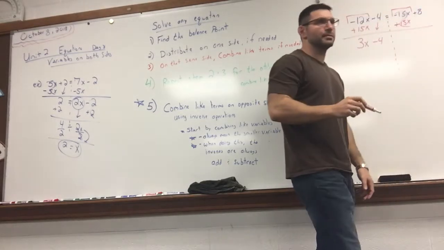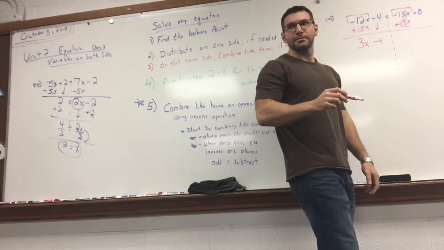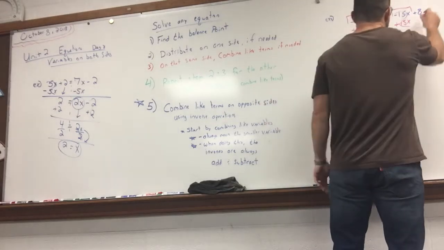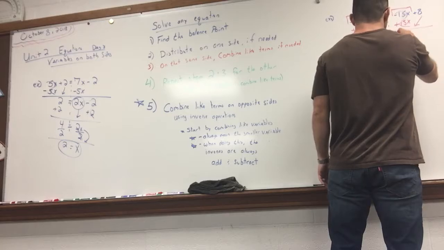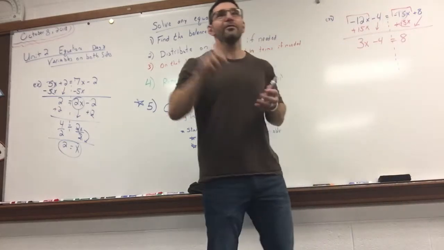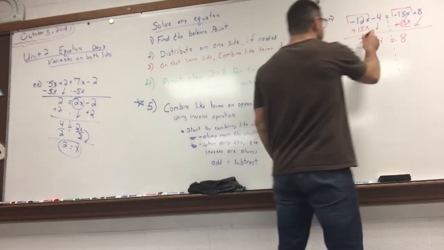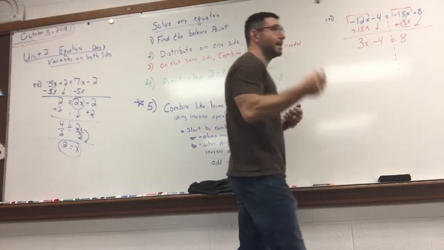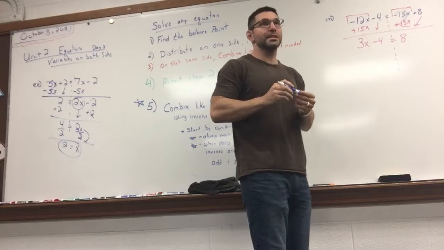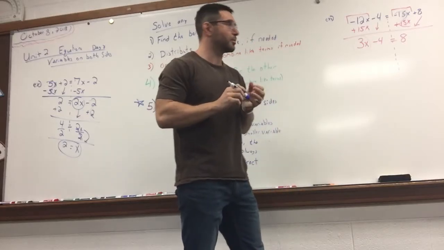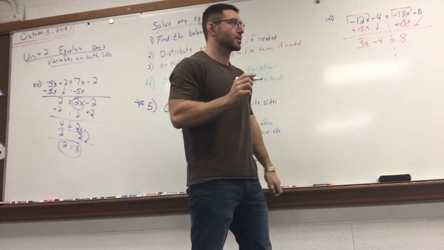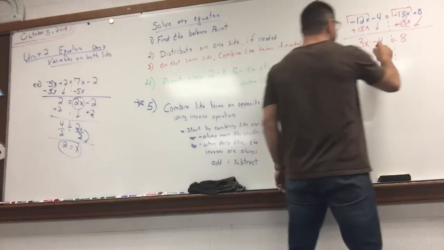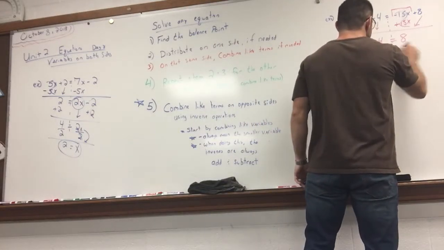What happens to that positive 8? Good. It just comes on down. Once I only have one term with my variable, circle that one term. And we're still combining like terms on opposite sides. I've got a -4. What's the inverse of -4, Mason? What's the opposite of -4? +4. Very good. Add 4 to both sides.